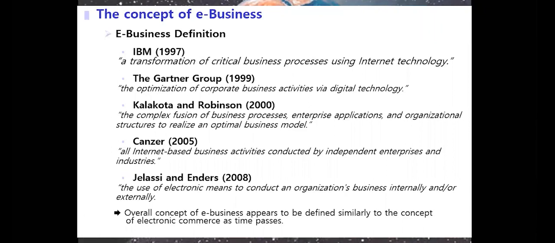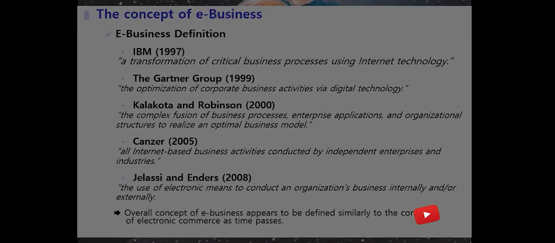They have a brick, meaning a physical interface, and they have a click, an online interface, so we call it brick and click. So e-business is an example of brick and click. They have a physical structure as well as an online structure, which we call click.